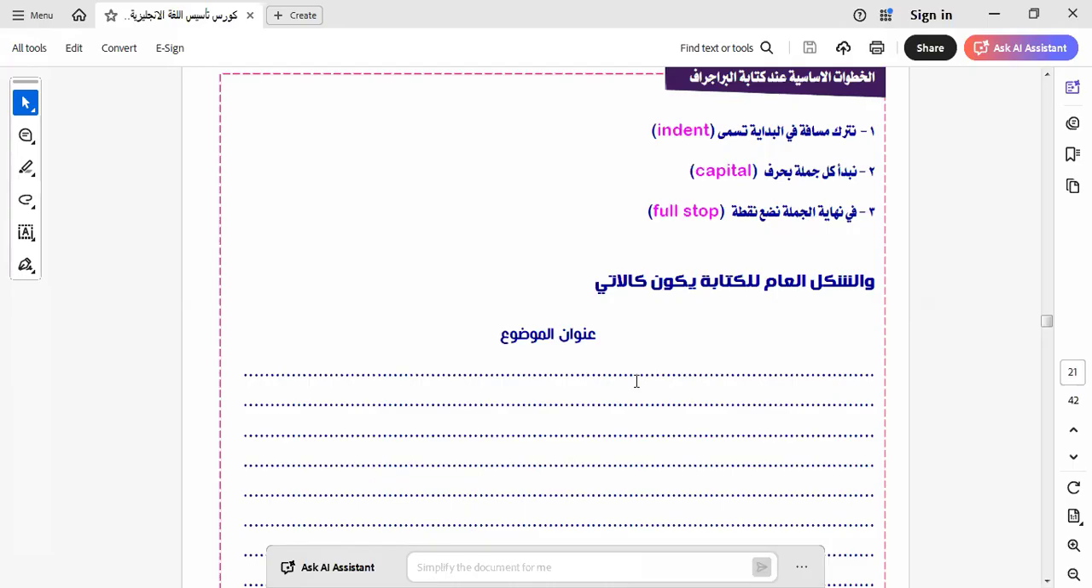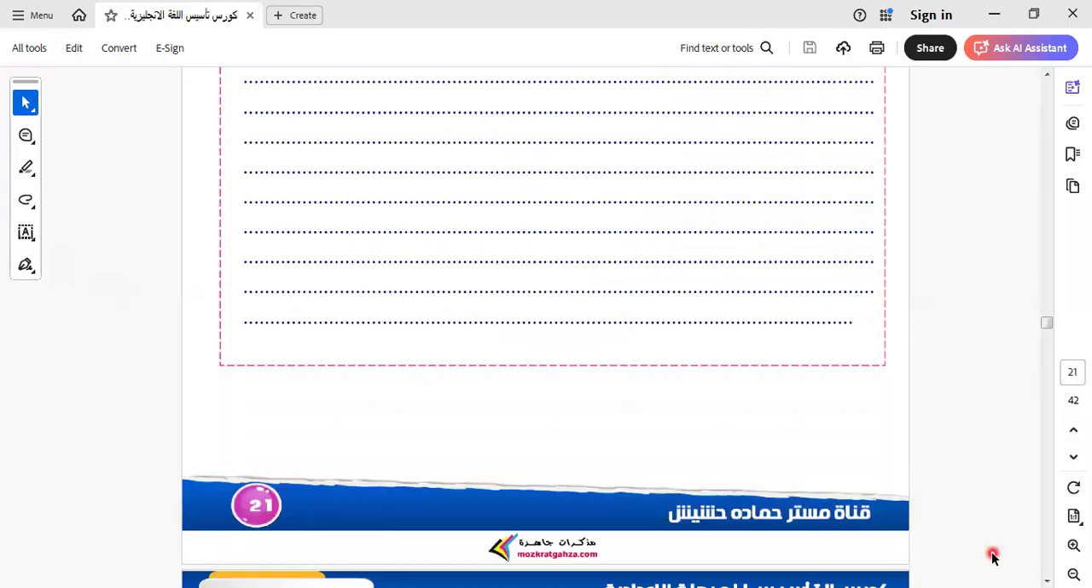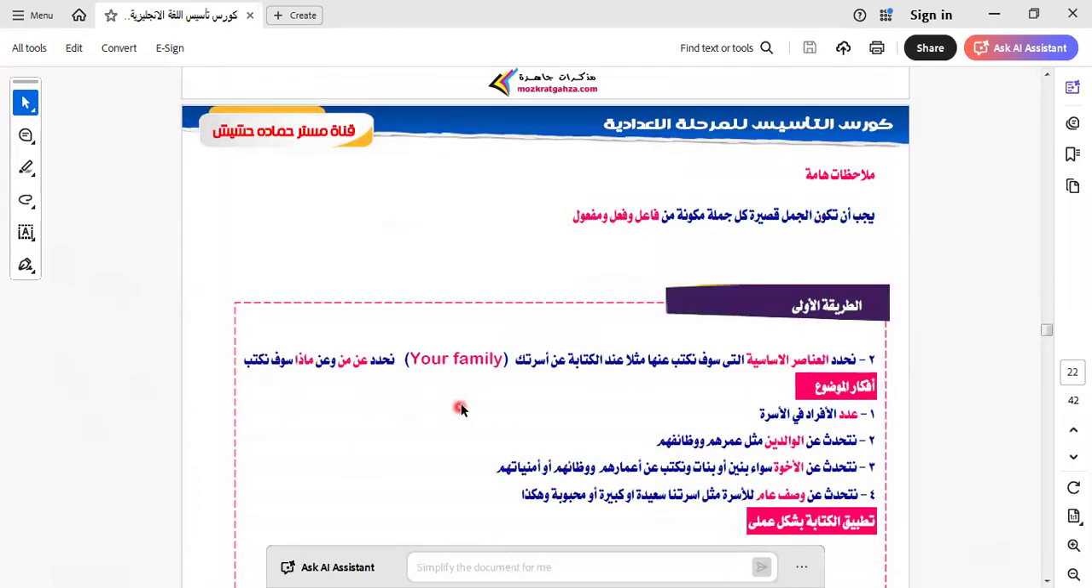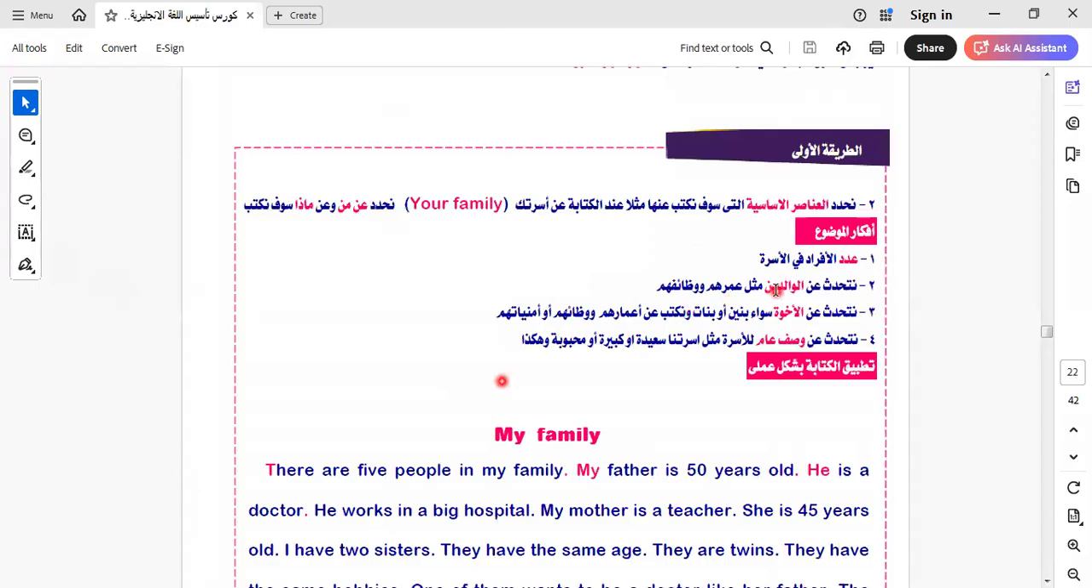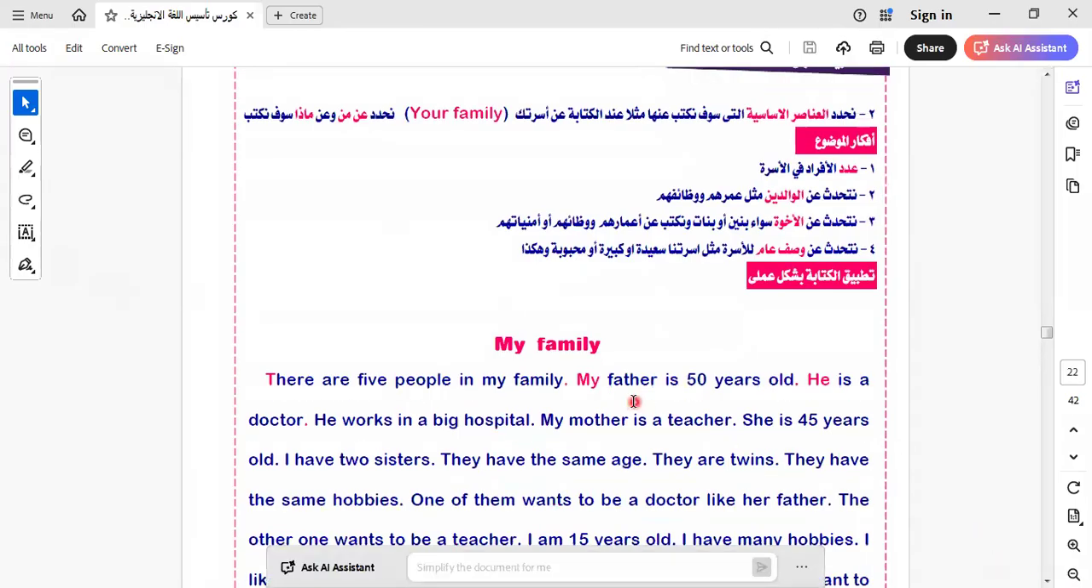Let's continue and read some of your paragraphs in this part. Here we have a topic about my family. When you ask about my family, I ask about the number of members of the family, how many persons are in our family, about my parents, about my brothers and sisters, and I describe my family as a whole. Okay, let's read this topic together.